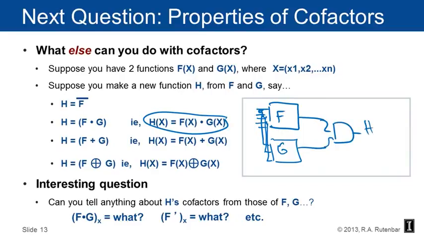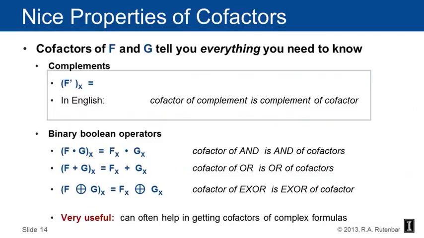Here's the new question I'd like to start talking about. Can I tell anything about h's cofactors if I know something about the cofactors of f and g? So, a good question on the bottom is, what is the positive x cofactor of h, which is the positive cofactor of this new function f and g? What can we say about that? And the wonderful news is that pretty much the cofactors tell you everything you need to know, and they also give you some wonderful practical tricks for calculating stuff.